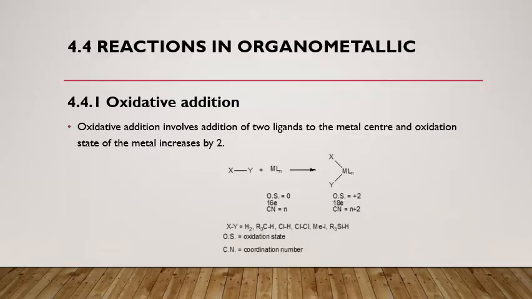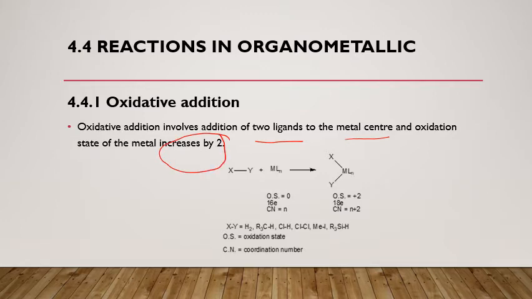Okay, the first part, which is the reactions in organometallic. The first reaction is the oxidative addition, in which the reaction involves the addition of two ligands to the metal center, and the oxidation state of the metal will be increased by 2.